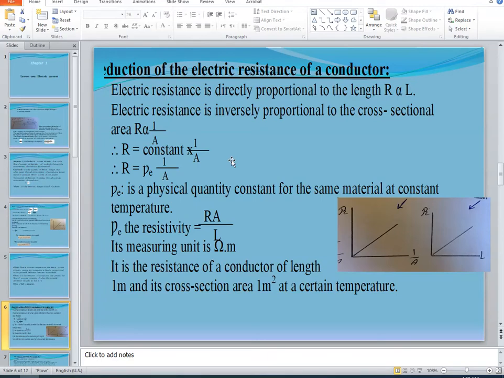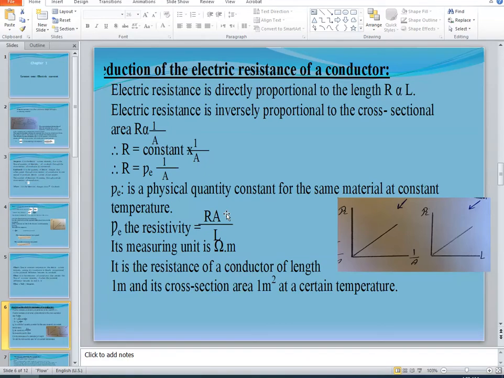R's measuring unit is ohm. As you see here, this symbol is called omega. This symbol is a Greek letter. A's measuring unit is meter squared, and length is meter. So we can cancel one meter with another meter, so we are still left with ohm dot meter. It's the measuring unit of resistivity: ohm dot meter.